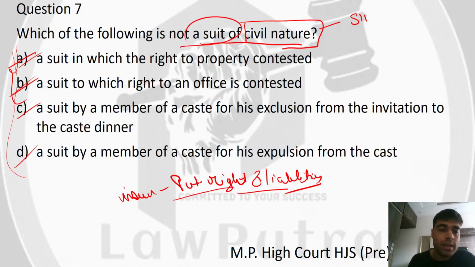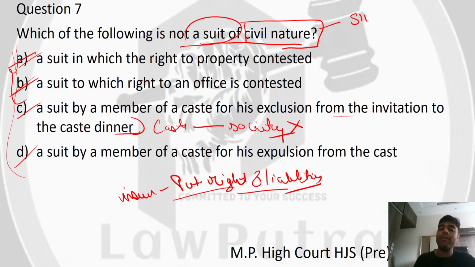So C, a suit by a member of a caste for his exclusion from the invitation to a caste dinner. Now see, this particular one relates to the caste issue. This can be enforced against the entire world, the entire society at large, and that is why the question of private right is not involved in this particular question. Next, a suit by a member of a caste for his expulsion from that particular caste.